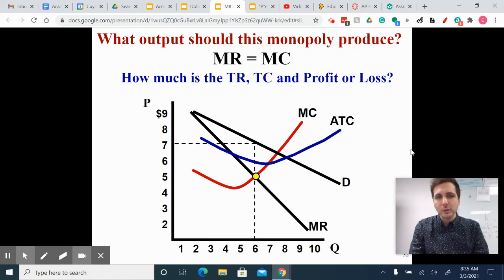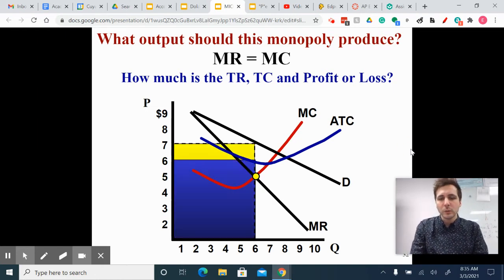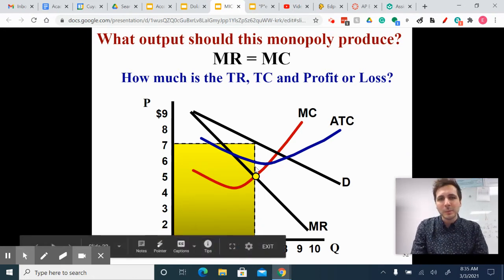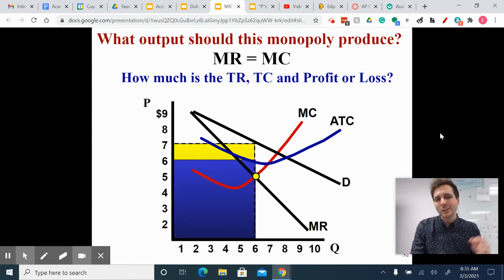So what's my total revenue? Well, 7 times 6, my total revenue is going to be $42. How about total cost? Same rule applies. I dash up until I hit ATC, which is going to be right here. So my average total cost is going to be $6. My total cost is 6 times 6, or $36. So $36 are my costs, $42 are my revenues.